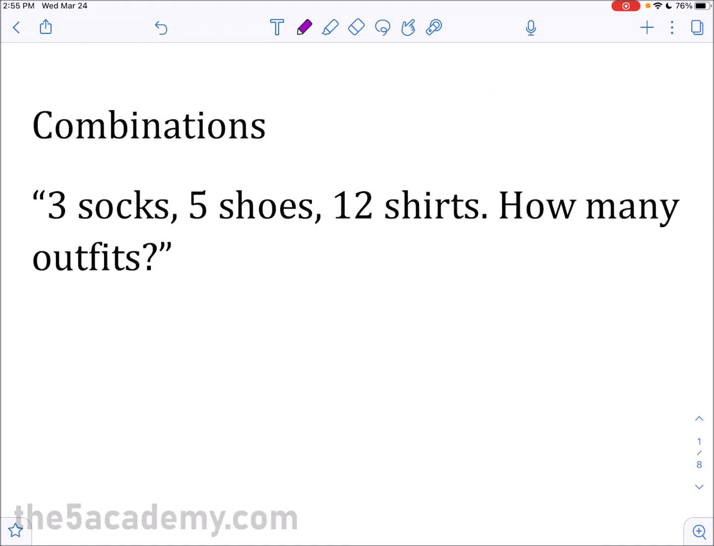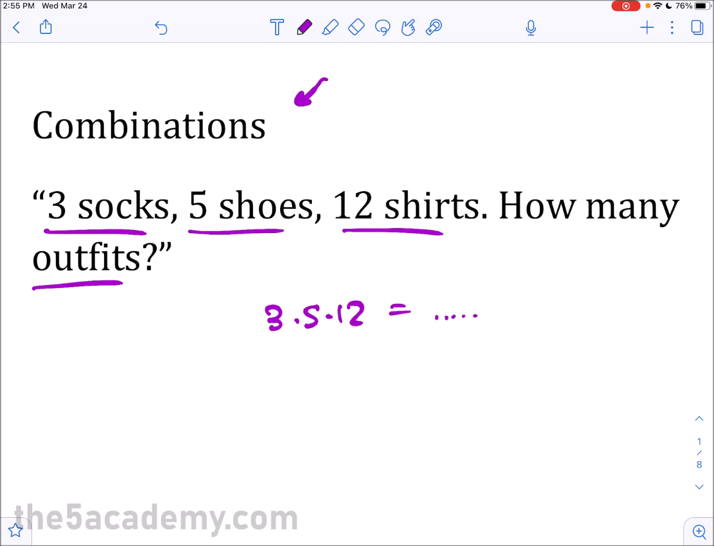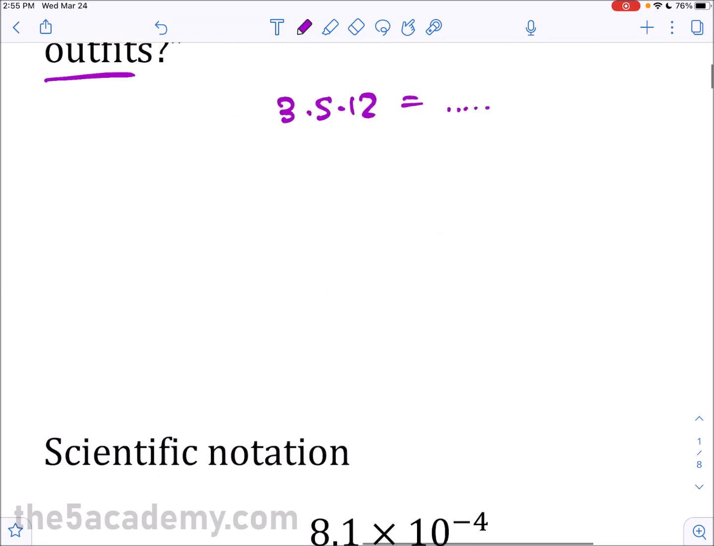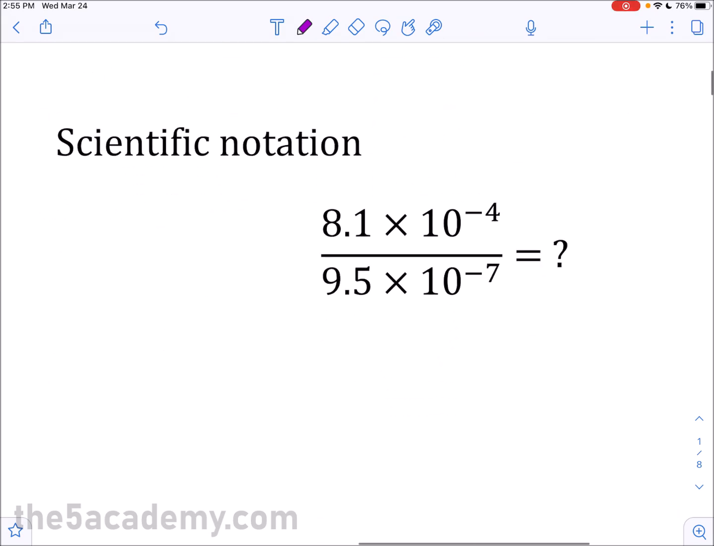Combinations. This is a classic combinations problem you should be able to do. If you're given 3 socks, 5 shoes, and 12 shirts, how many outfits can you make? You just multiply all of them together and you get some number. That is your answer. That's the general approach for most combinations problems. Some are a little bit more complex. I'm not going to get into that here.